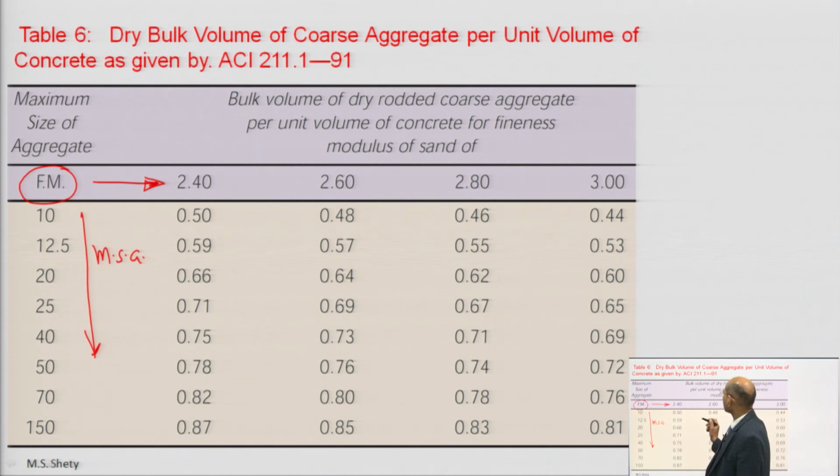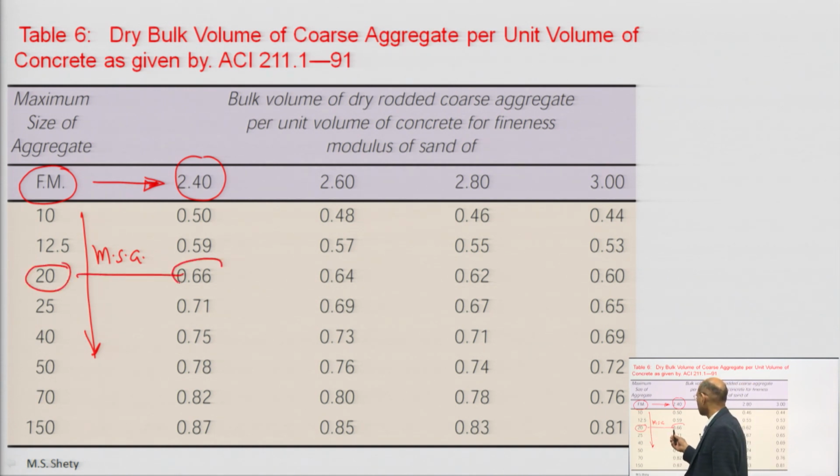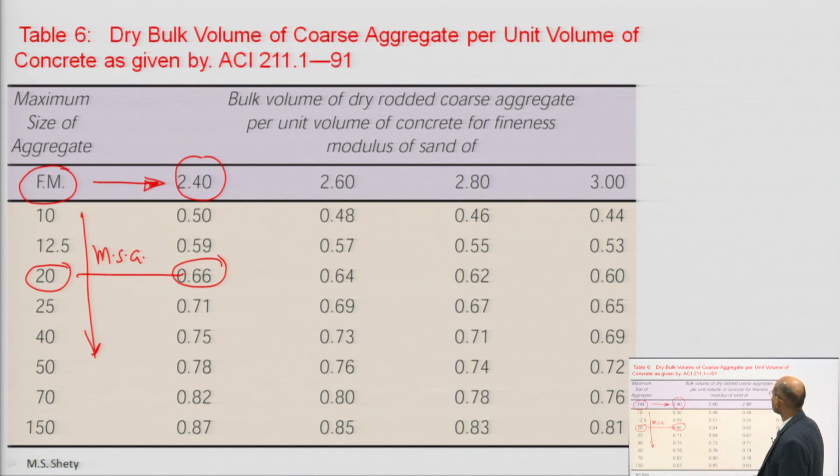Suppose our fineness modulus of sand is between 2.40 and our maximum size of aggregate is 20 mm. In that case you can take 0.666 times the bulk volume of dry rodded coarse aggregate per unit volume of concrete. If the fineness modulus of sand is between 2.4 and 2.60, then we can go for linear interpolation.